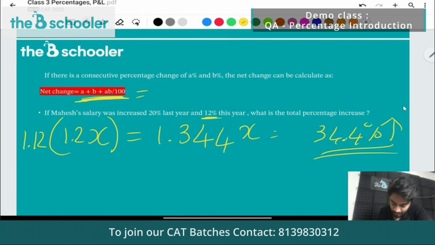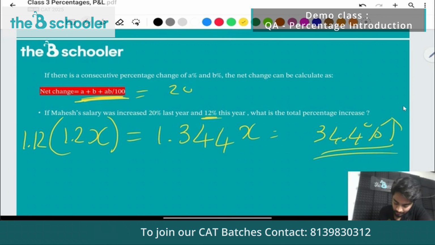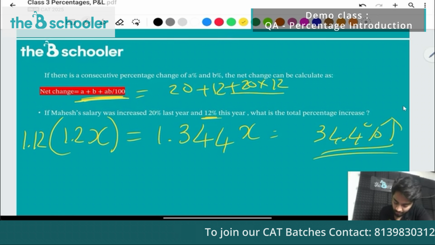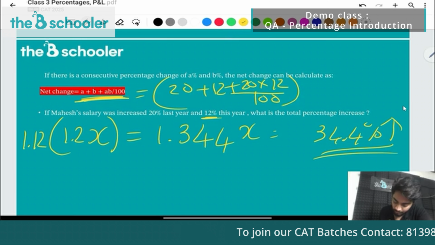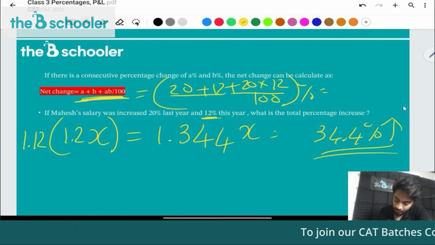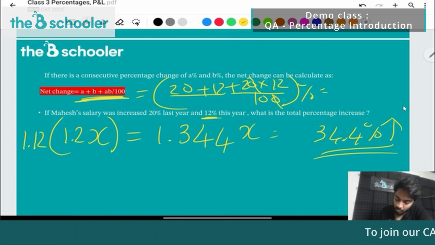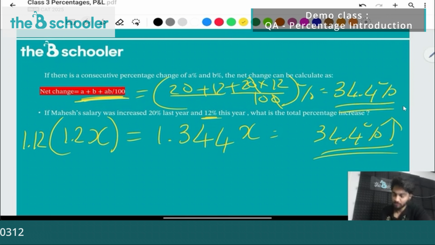Okay, this is the conventional way, but if you know this, if you remember this, then you can just do it as 20 plus 12 plus 20 into 12 divided by 100 in the whole percentage. So 20 plus 12 is going to be 32. 12 into 20 by 100, what do you get here? You will get 2.4. So 32 plus 2.4 is 34.4 percentage. Clear?